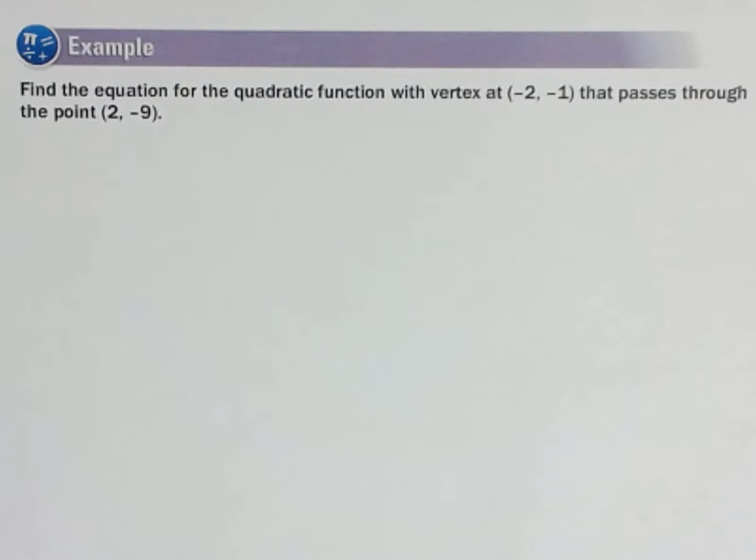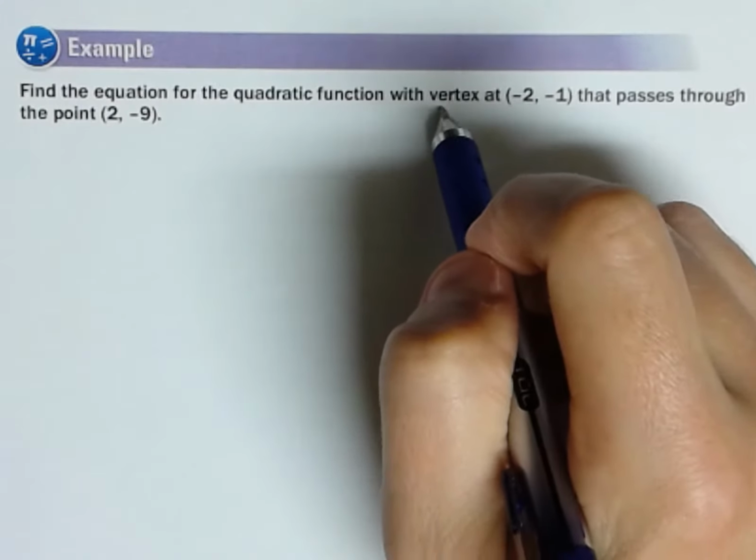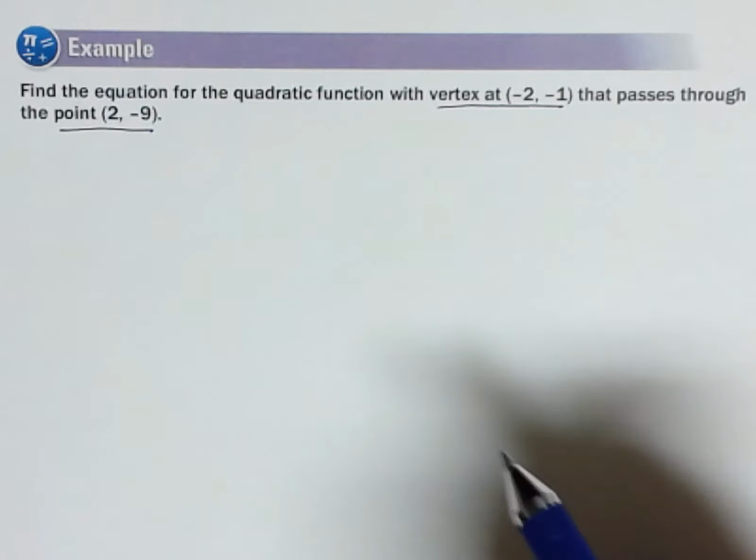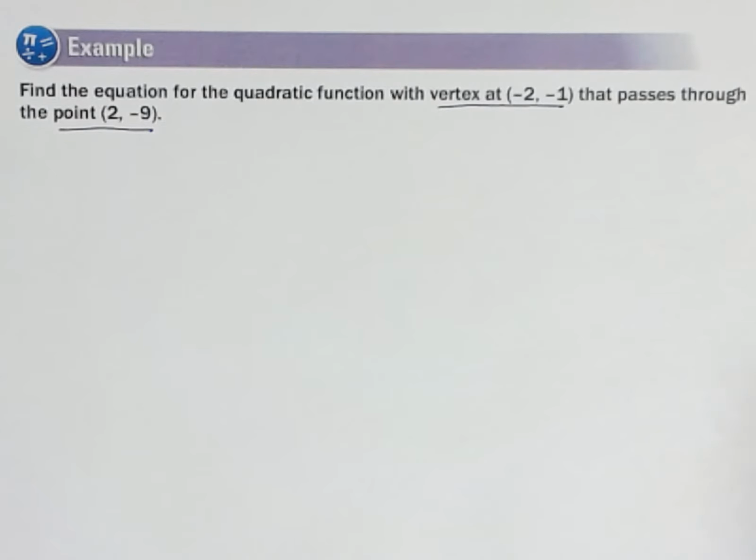Okay, little example here, working with a quadratic. So we want to find the equation. We're given its vertex, and we also know a specific point that it goes through. So don't be intimidated by this.